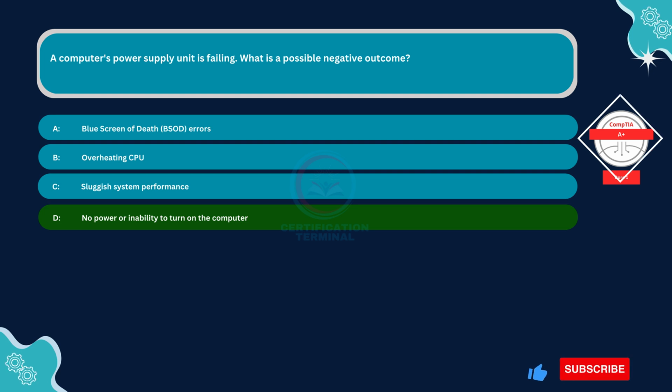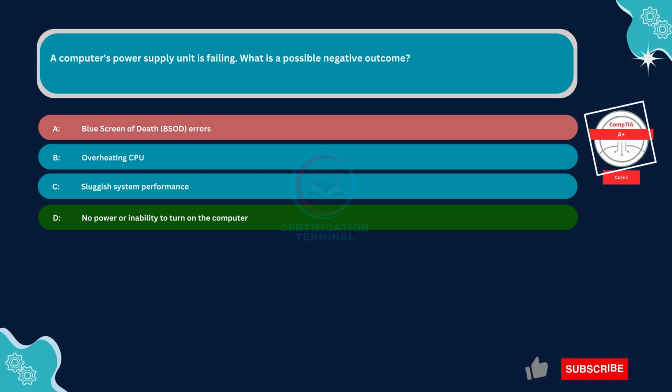This is the most direct and severe consequence of a failing power supply unit. If the power supply unit fails completely or becomes unable to provide sufficient power to the system, the computer will not be able to turn on at all. Therefore, Option D is correct as it represents the most immediate and significant negative outcome of a failing power supply unit.